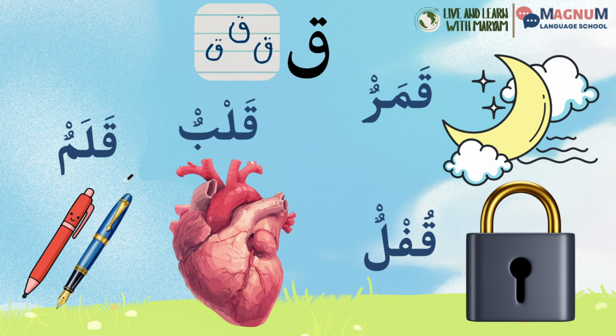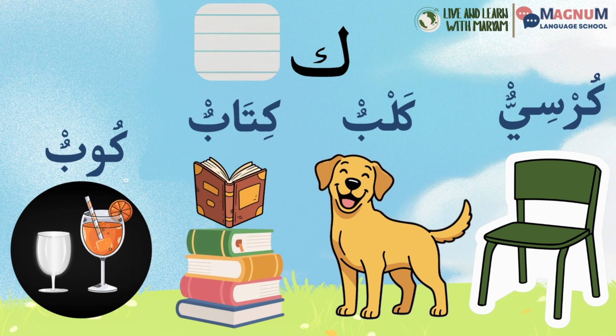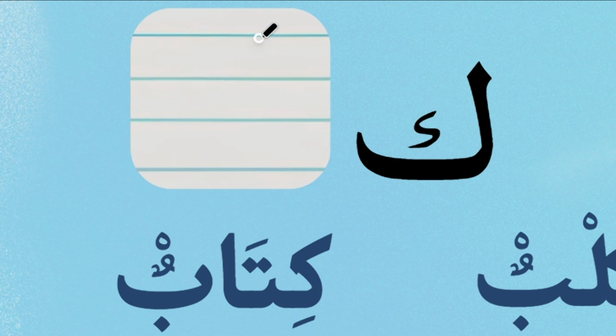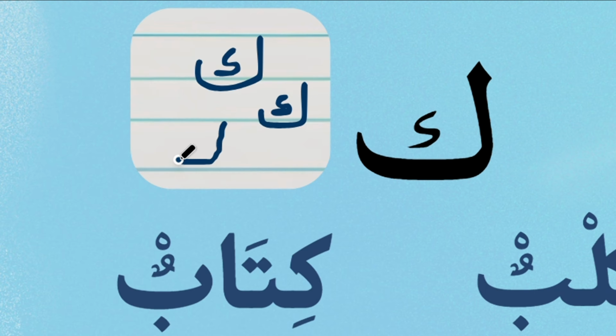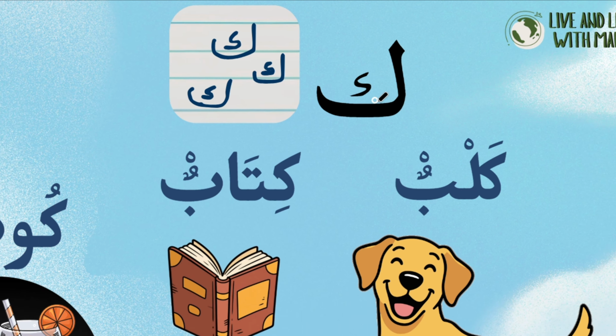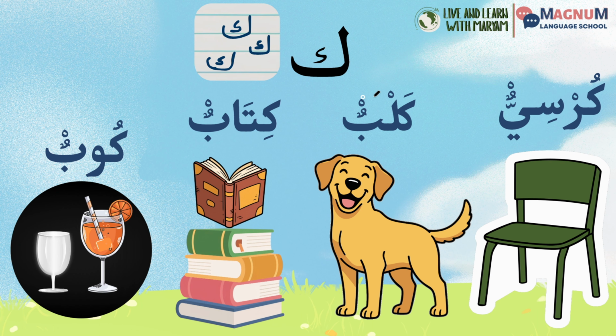Okay, next letter is Kaaf. How to write Kaaf? Very easy. Like this. Okay? This is Kaaf. The words with Kaaf are Kaaf for Kursiyun means chair. Kaaf for Kalbun. Kalbun means dog. Kaaf for Kitabun. Kitabun means book. Kaaf for Kubun. Kubun means glass.